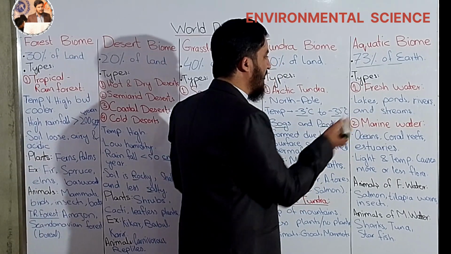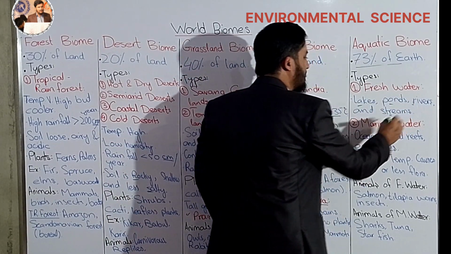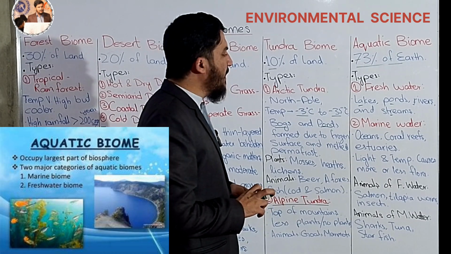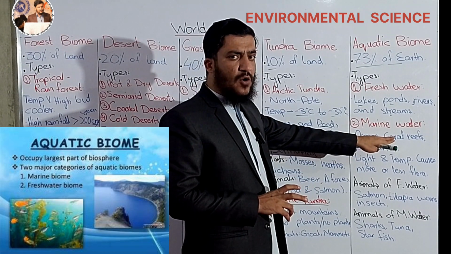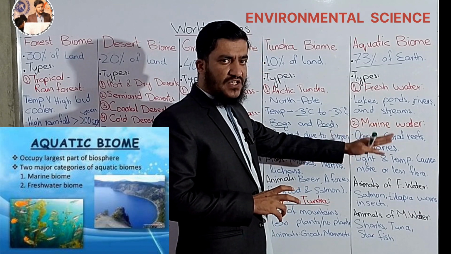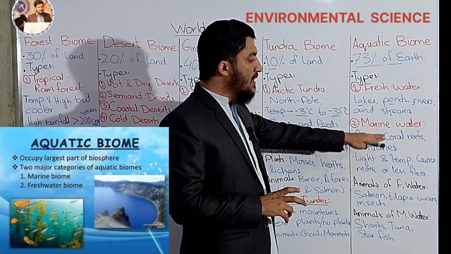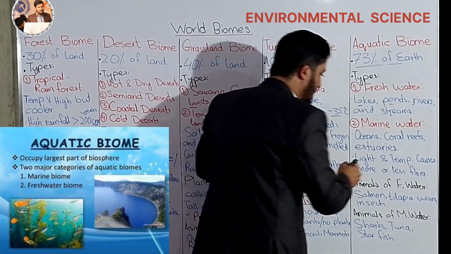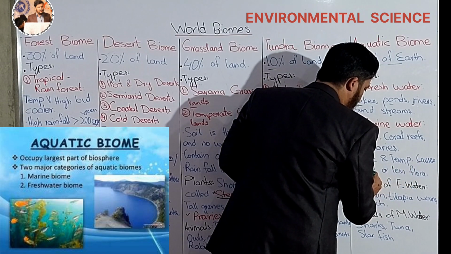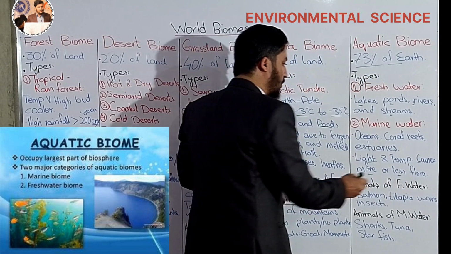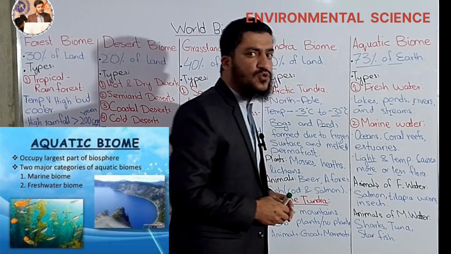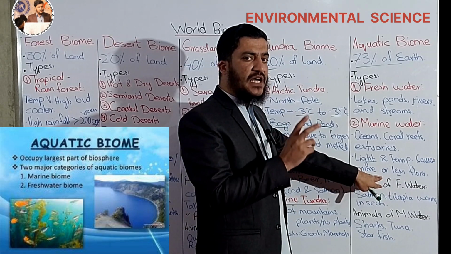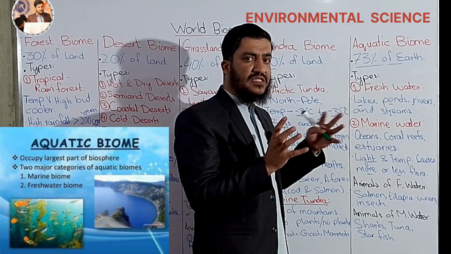The freshwater biome, for example lakes, ponds, rivers, and streams, okay, is called the freshwater biome. While the marine water biomes are oceans, coral reefs, and estuaries. These are places where saline water is found, which is not drinkable, and light and temperature cause more or less flora. Flora is what plants are called in biological language. See, where light and temperature reach, there will be more plants.